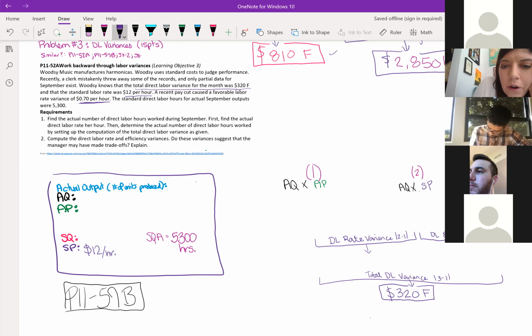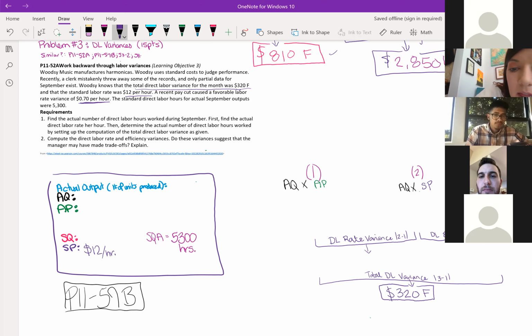Given that we have the 3, we have enough information to back into the 1. So 63,600 is how much we should have spent on direct labor. We have a direct labor variance of 320 favorable overall variance. So that means that we spent 320 on direct labor less. So 320 less than the 63,600, what we should have spent.